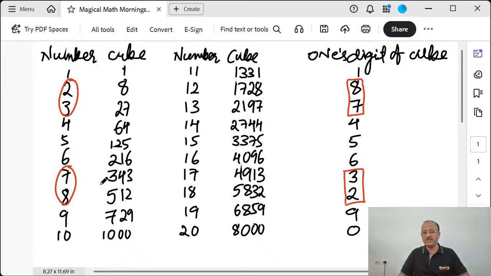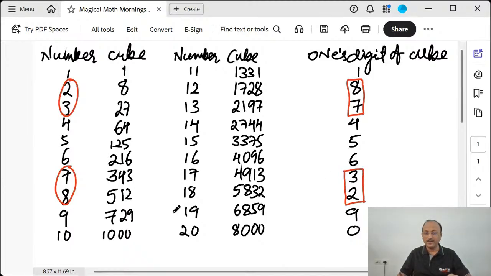Obviously, the opposite should also be true. For 3, if it is ending with 7, then 7 will be ending with 3. 8 will be ending with 2. For all others, if you check, they are ending with the same digit. 1 cube is ending with 1 only, 4 cube is ending with 4, 5 cube is ending with 5, 6 cube is ending with 6.